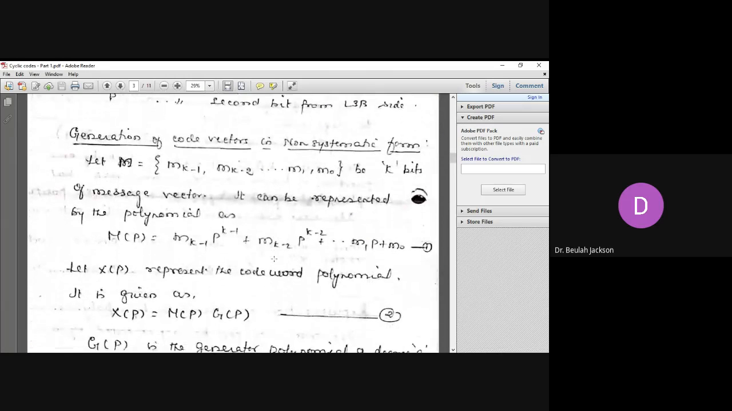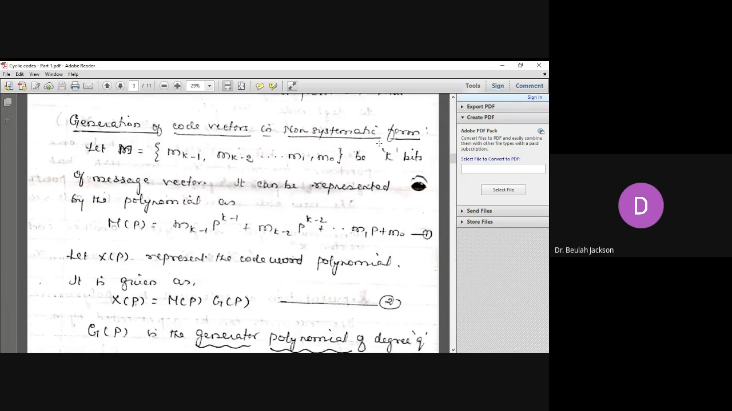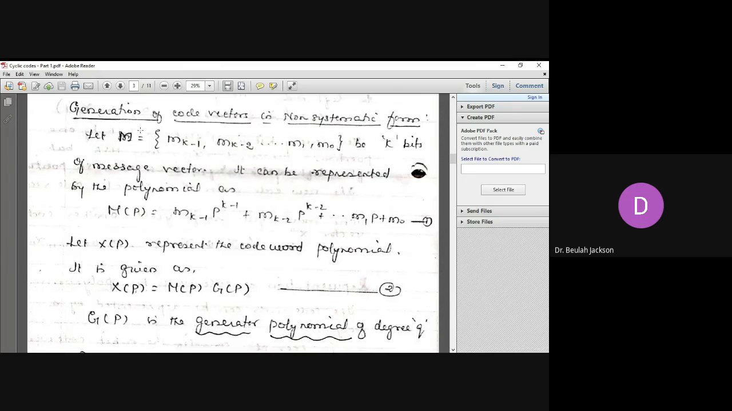Now let us see how the code vectors are generated in the non-systematic form. There is a message vector m is equal to mk minus 1, comma mk minus 2, etc. to m1, comma m0. So these are the k-bit message vector. So it can be represented by the polynomial as m of p is equal to mk minus 1 into p to the power k minus 1 plus mk minus 2 into p to the power k minus 2, etc. up to m1 into p plus m0.